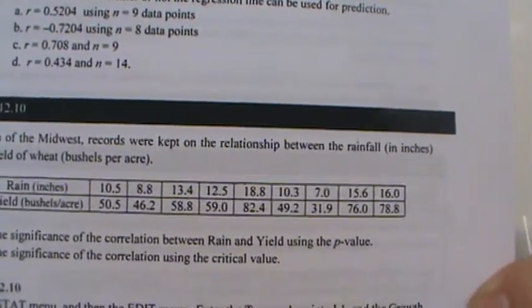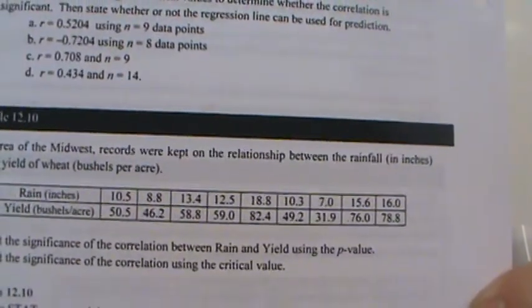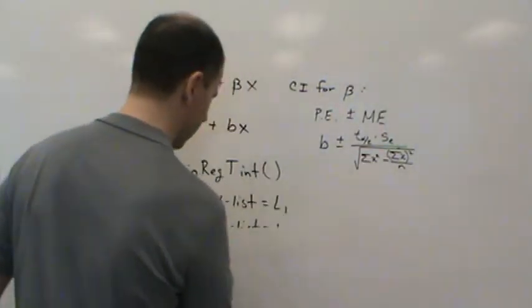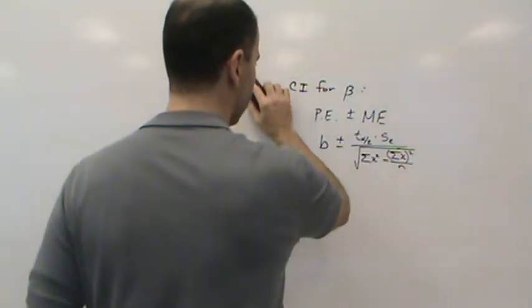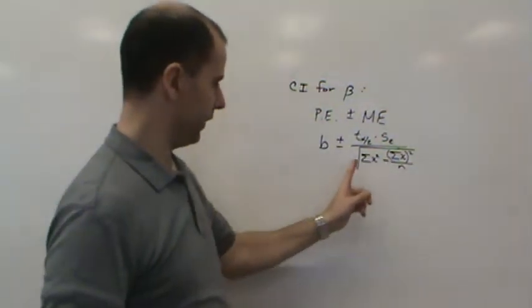So what are we trying to predict? We're trying to predict the amount of yield based on what? Rainfall. Okay? So again, enter that data in your calculator, and we'll go ahead and calculate this. So now, how do we do this using the formula first? Okay, well, once you have your data in the calculator, you're going to need these pieces, right?